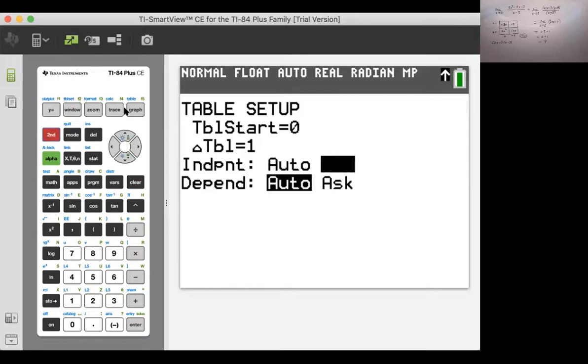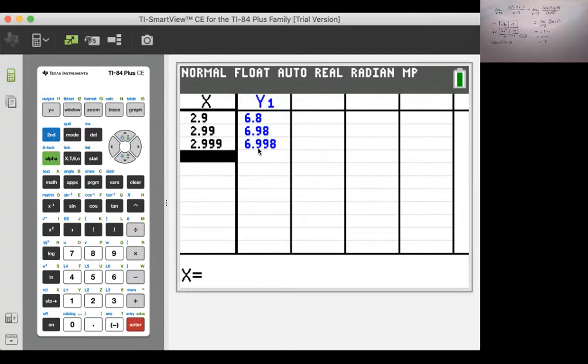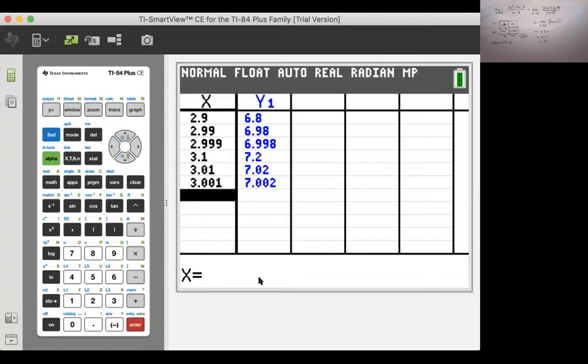Second table. And I want numbers near 3, 2.9, 2.99, 2.999. What do the values of the function seem to be getting closer and closer to? Seem to be getting closer and closer to 7. How about from the right? 3.1, 3.01, 3.001. Indeed, they seem to be getting closer and closer to 7.